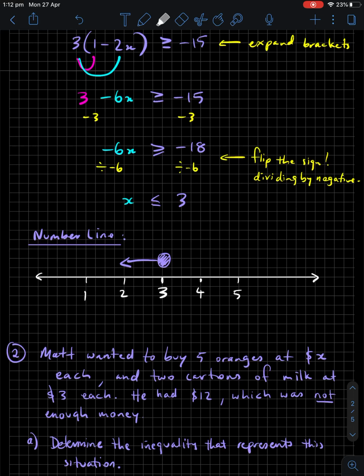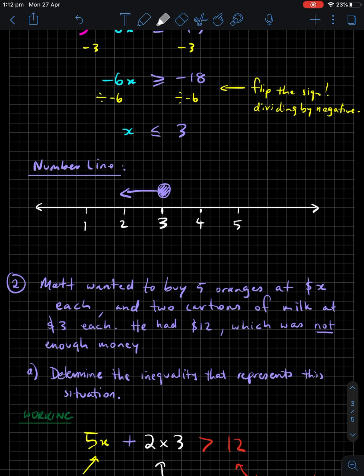Okay, next up, we're trying to get our x by itself now. We've got to get rid of the minus 6 and the 3. We get rid of the 3 first, it's further away. So we take away our 3 from both sides. And then we get that minus 15 take away 3 is negative 18. Next up, we've got to get rid of the negative 6, so we divide by negative 6. And that's got to set alarm bells off in your head that you're dividing by a negative, so you need to flip the sign.